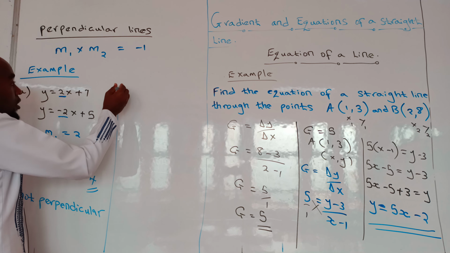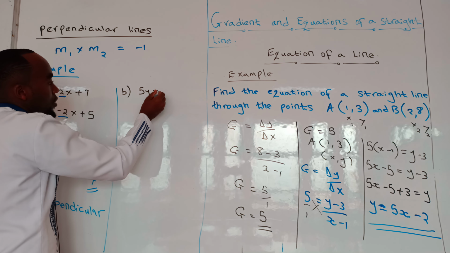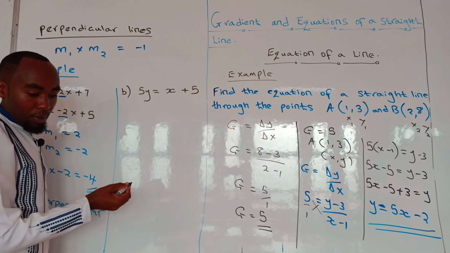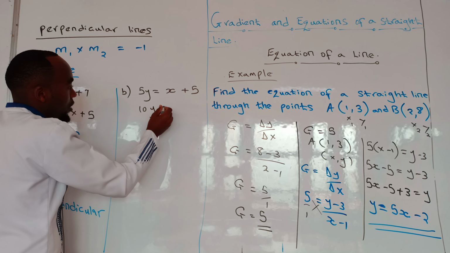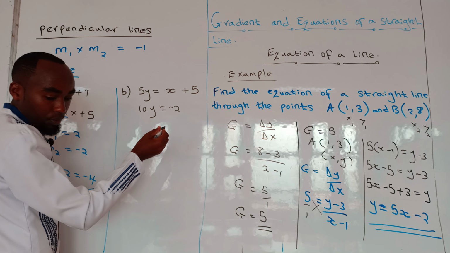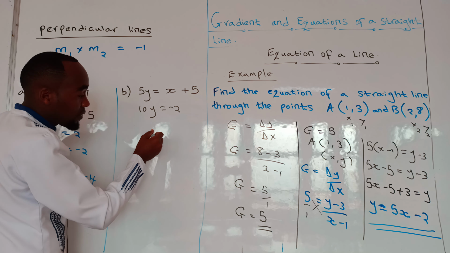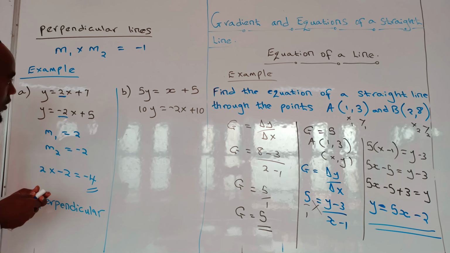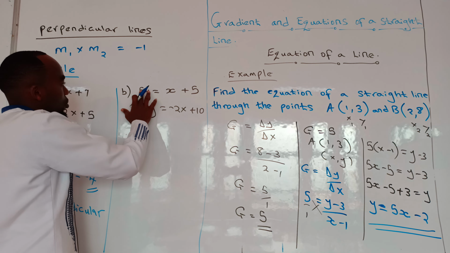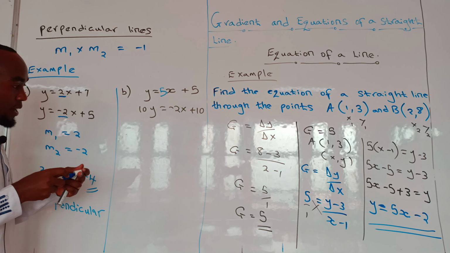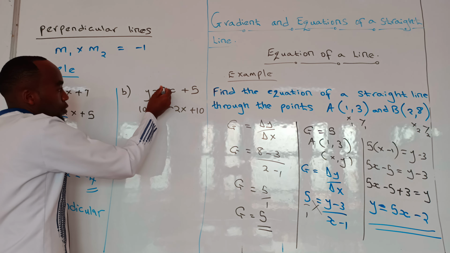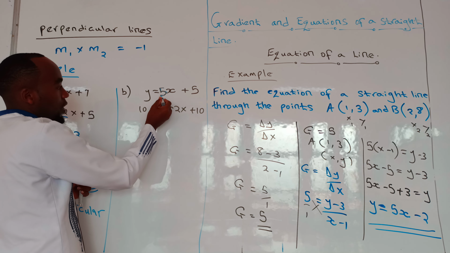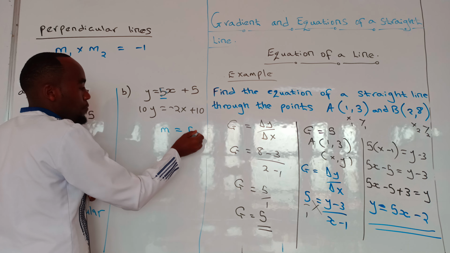Another example, number B: 5y equals x plus 5. Then we have another one, 10y equals -2x plus 20. Yes, -2x plus 20. From equation 1, what is our gradient? Look at this, y equals 5x plus 5. Therefore, what is the gradient here? m1 is 5. Very good.